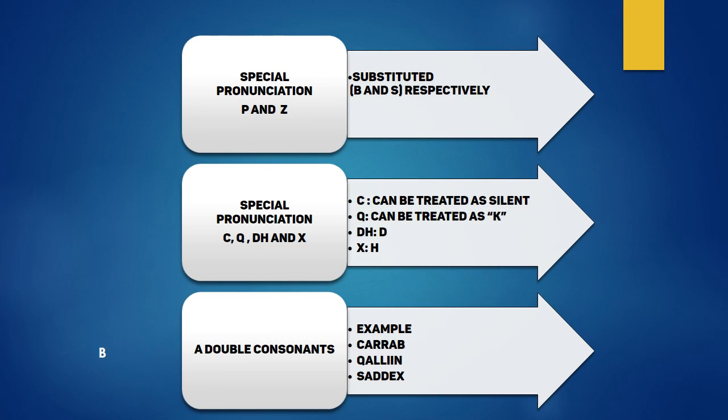As you may have noticed, the letter P and letter Z are not in the Somali alphabet, but many times letter P is substituted for letter B and letter Z is substituted for letter S. Also, there are special pronunciations for four of these letters. They are in both English and Somali alphabets, but they have different pronunciations.